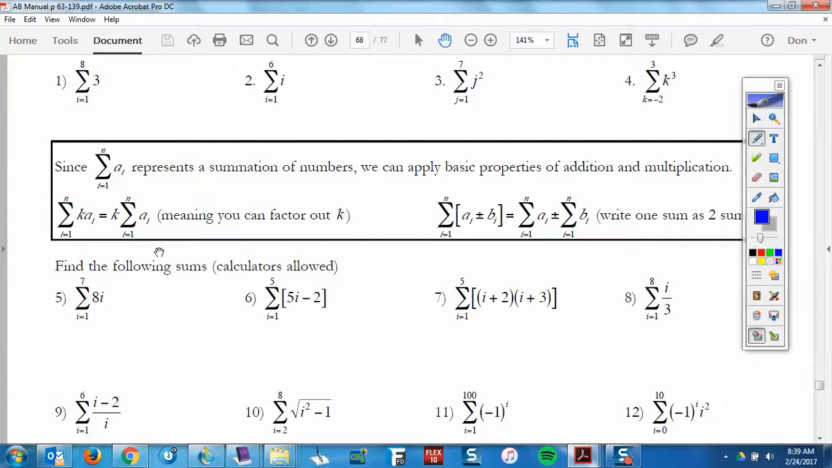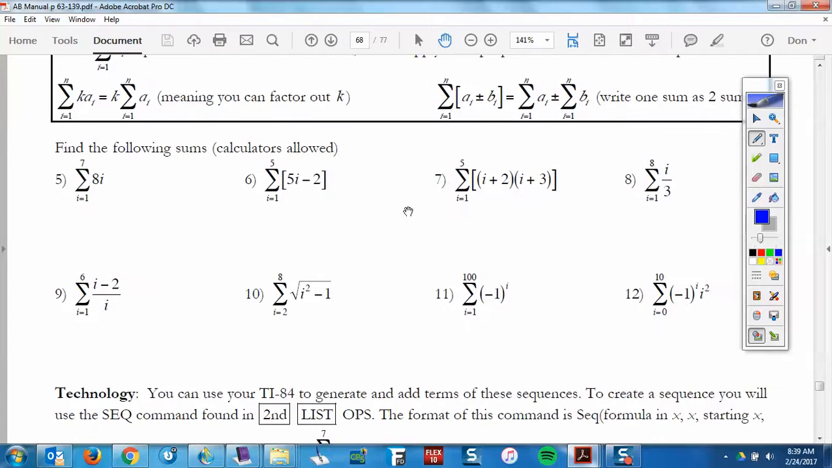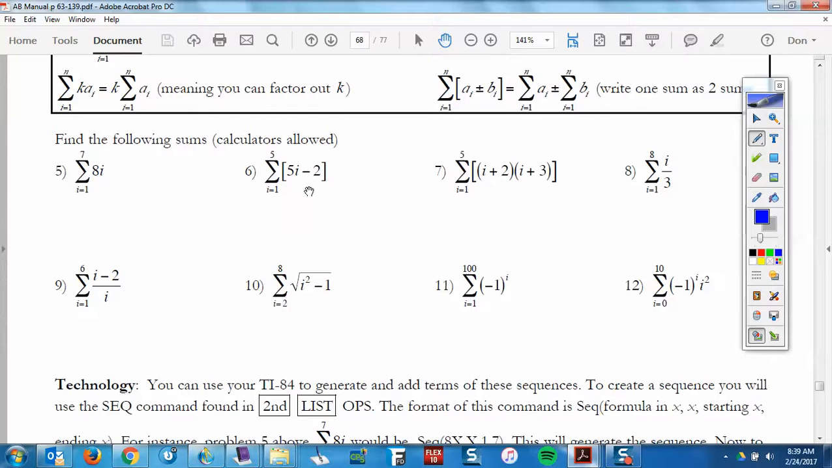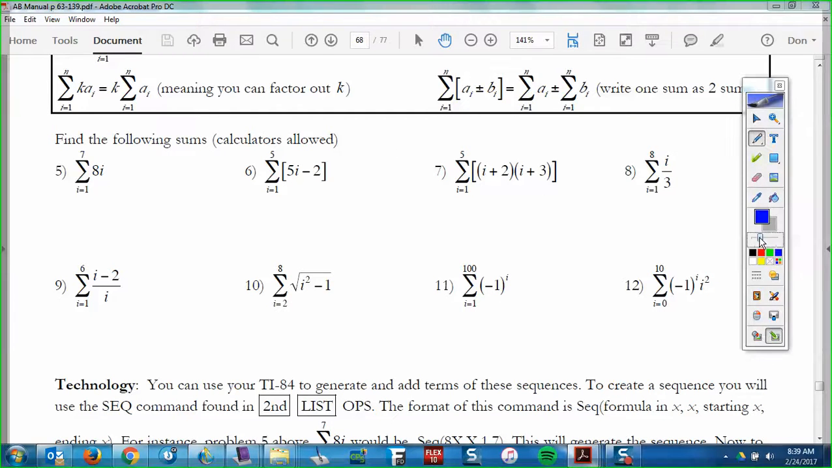Okay, you can pull out a constant, or if you're adding in there, you can split it up into separate sigmas. That's all I'm saying. Okay, so number 6. Let's take a look at number 6.